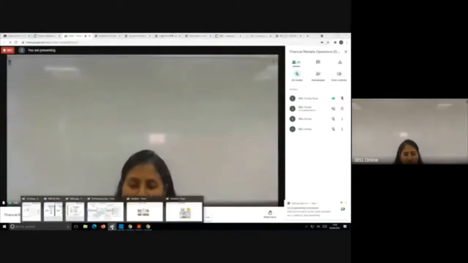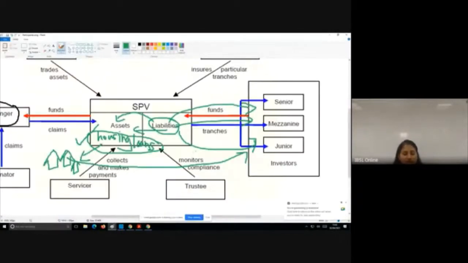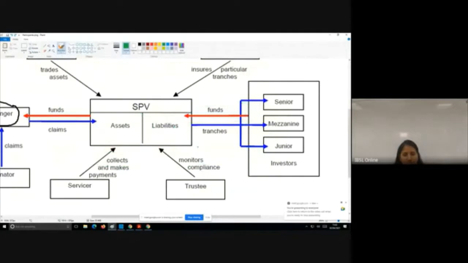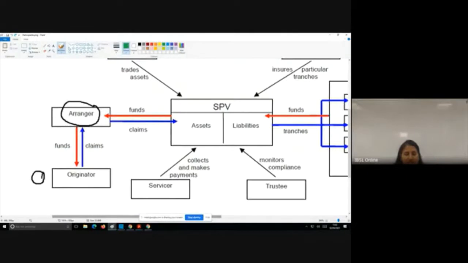We saw the diagram. It's also in your note. In that, the entire arrangement was there. Initial starting point is the originator. If there is an arranger, originator can approach the arranger, and the arranger can help the originator structure the SPV, structure the tranches, and also market them. Okay, so the originator will sell down the asset, transfer the asset to the arranger, and they in turn will create the SPV and transfer the asset to them.